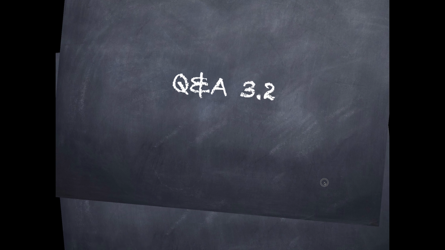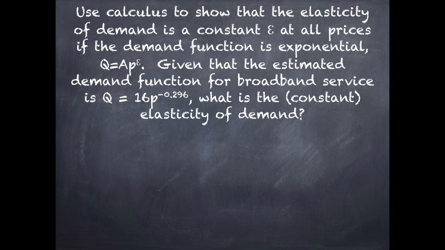Q&A 2. 3.2. Use calculus to show the elasticity of demand is a constant of epsilon at all prices if the demand function is exponential, i.e. that Q is equal to A times P to the epsilon power. Given that the estimated demand function for the broadband service is Q equals 16P to the negative 296, what is the constant elasticity of demand?